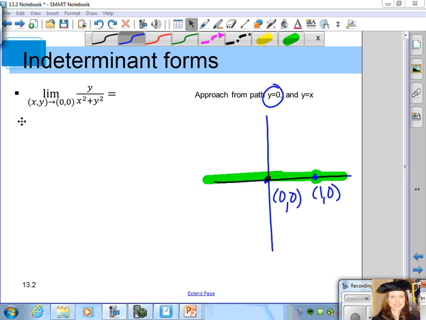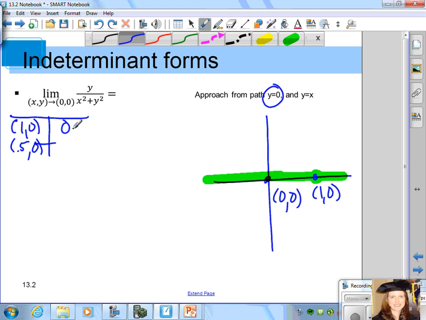So at the point (1, 0), this becomes 0. You make a table of values and get closer. At the point (0.5, 0), we get 0 again. So as you get closer and closer to this point, it appears that this limit is going to 0.